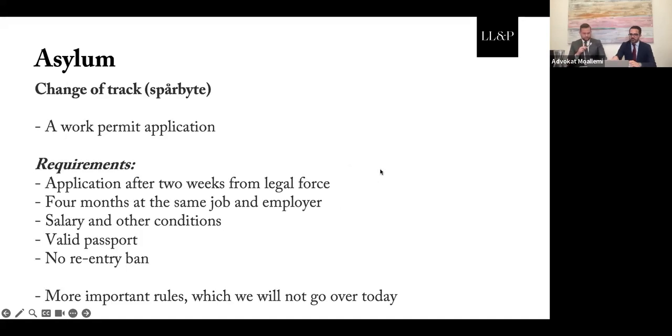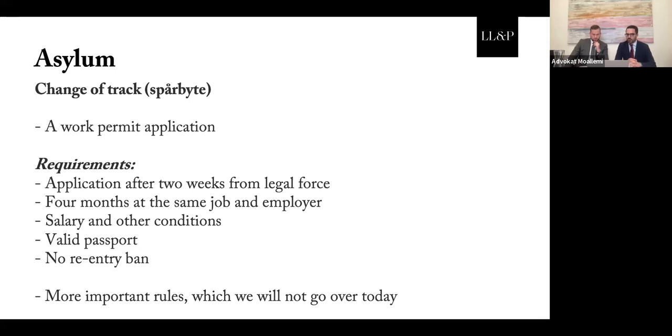A few words about applying for a work permit after asylum. If one is unfortunately not granted asylum, then under certain circumstances, they can apply for a work permit without leaving Sweden, which is called spårbyte, a change of track. And there are some special requirements.